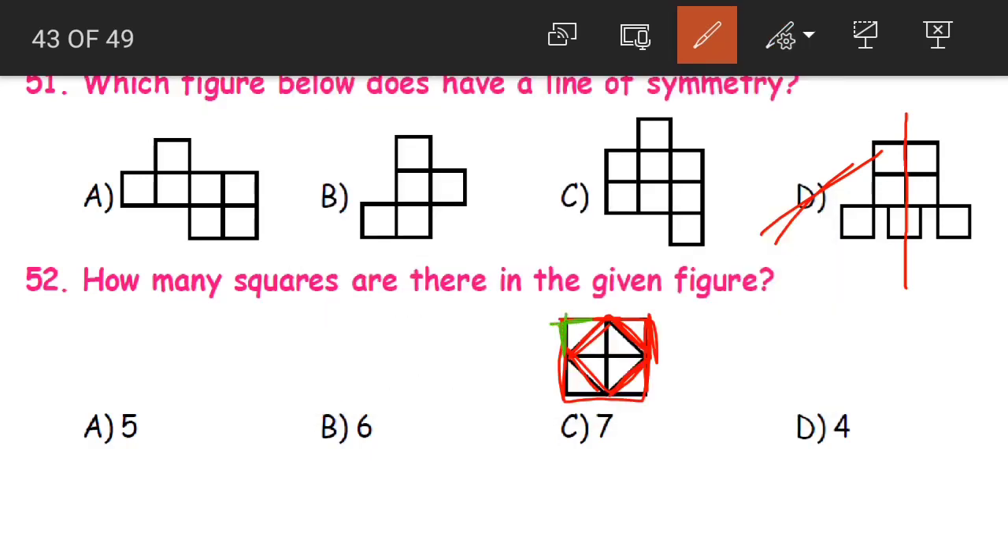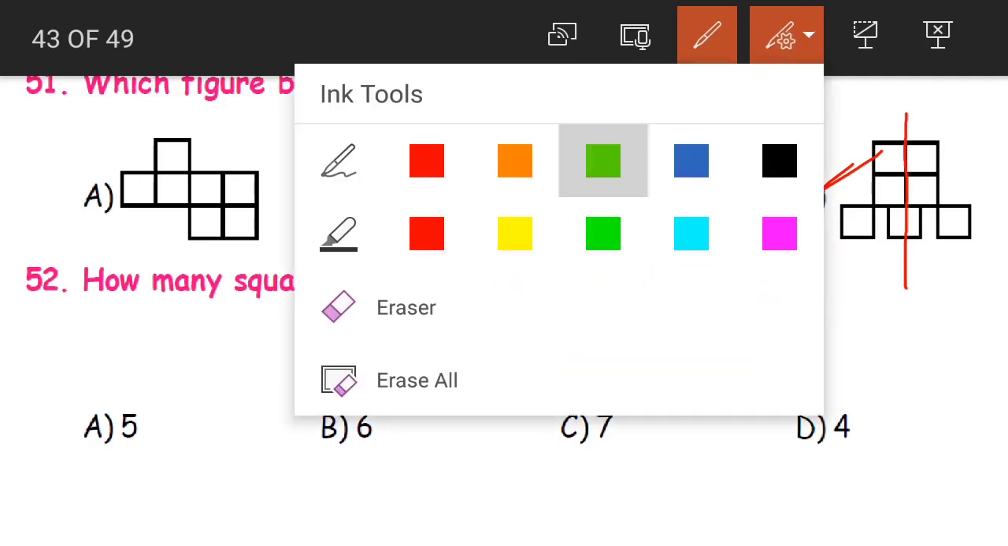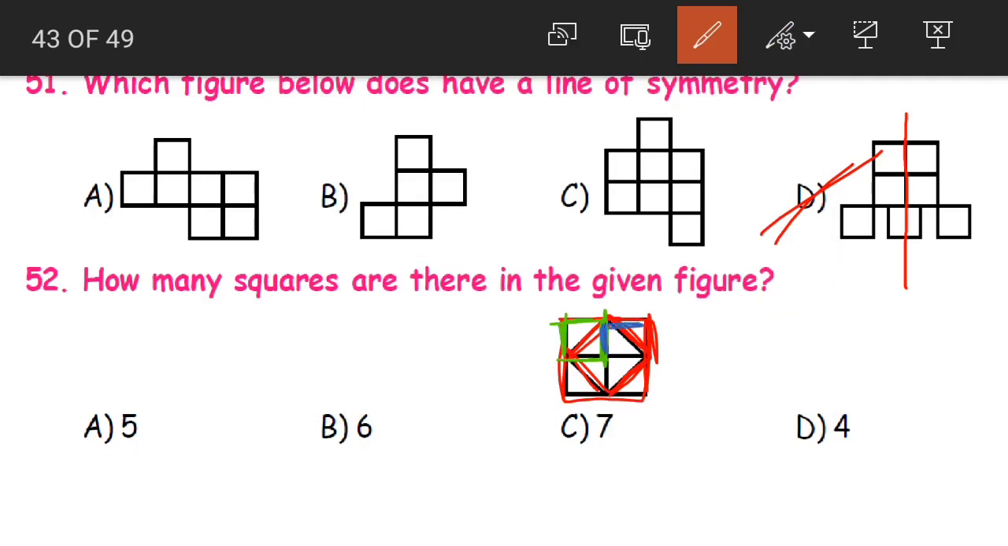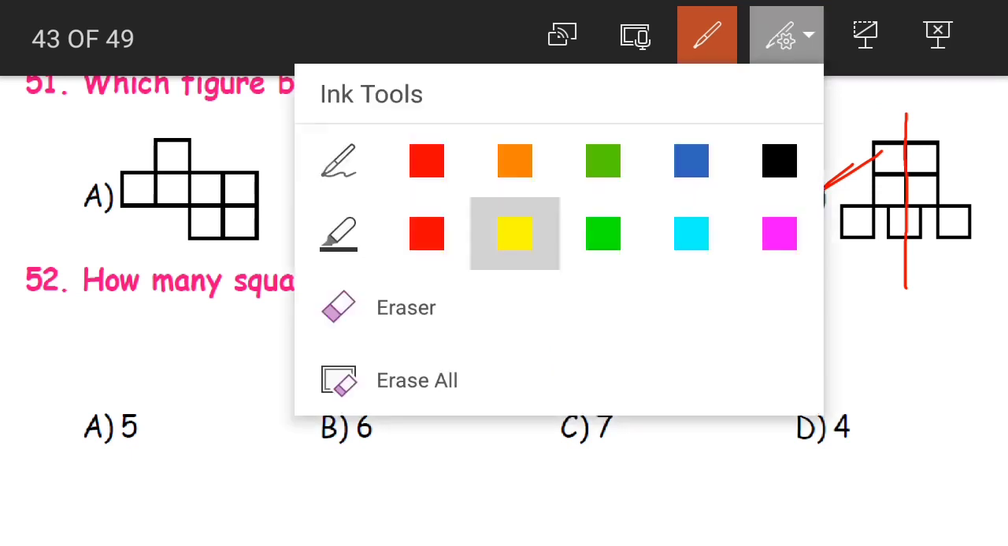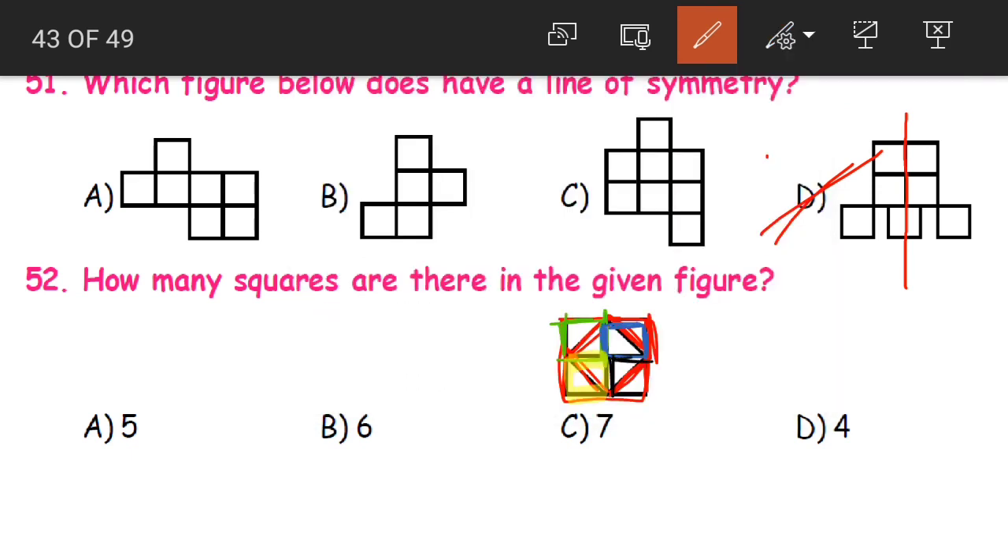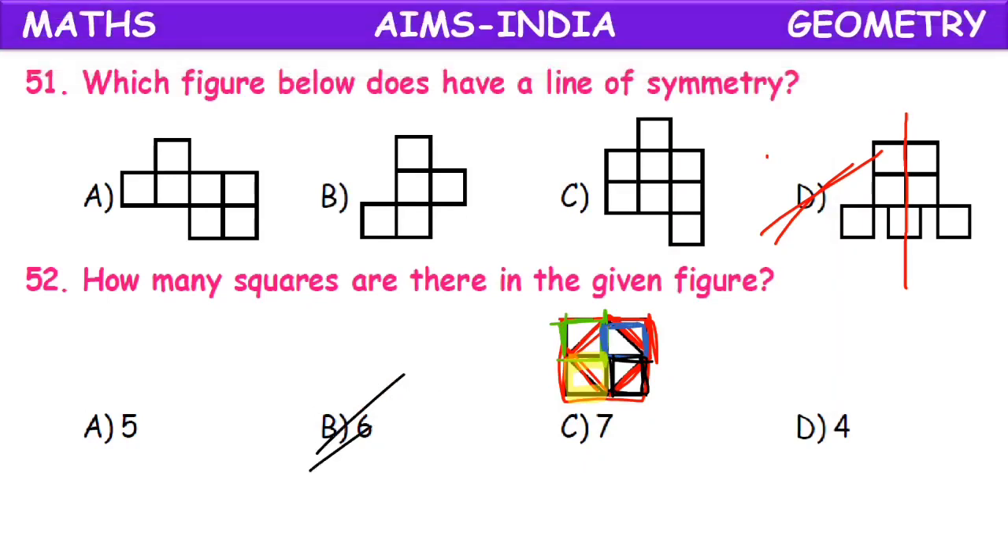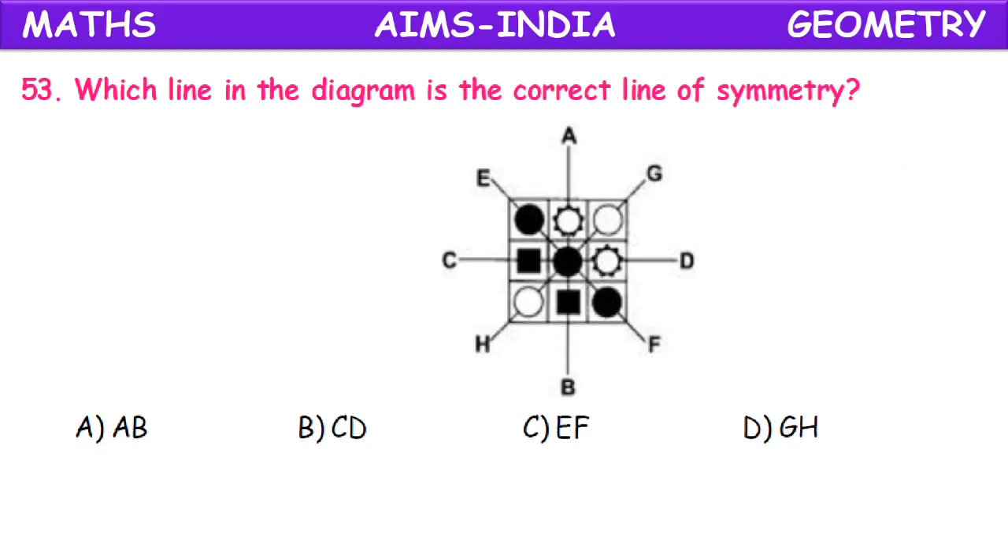Then on the inside we have 3, 4, let us take another color, yeah, 5, and then we have the square number 6. So how many squares do we have in total, children? Option B, 6 squares.